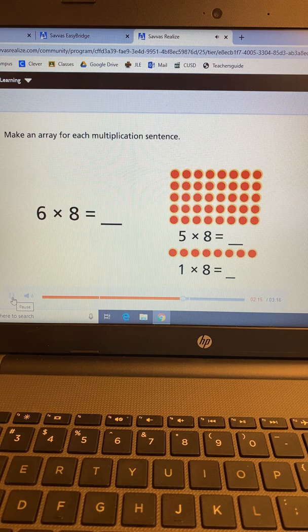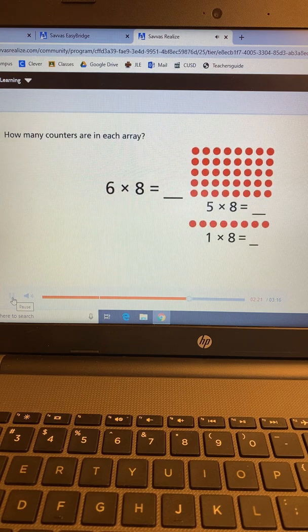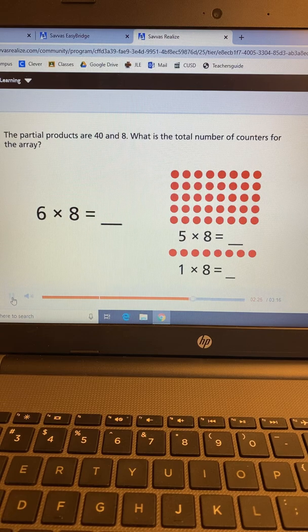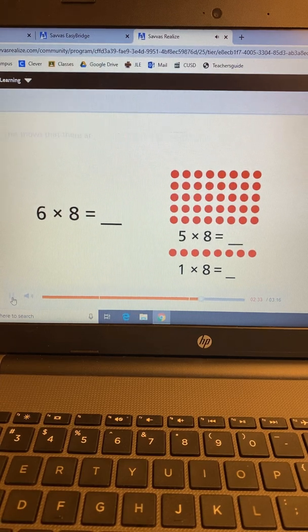Make an array for each multiplication sentence. How many counters are in each array? The partial products are 40 and 8. What is the total number of counters for the array? This shows that there are 48 counters in this array.